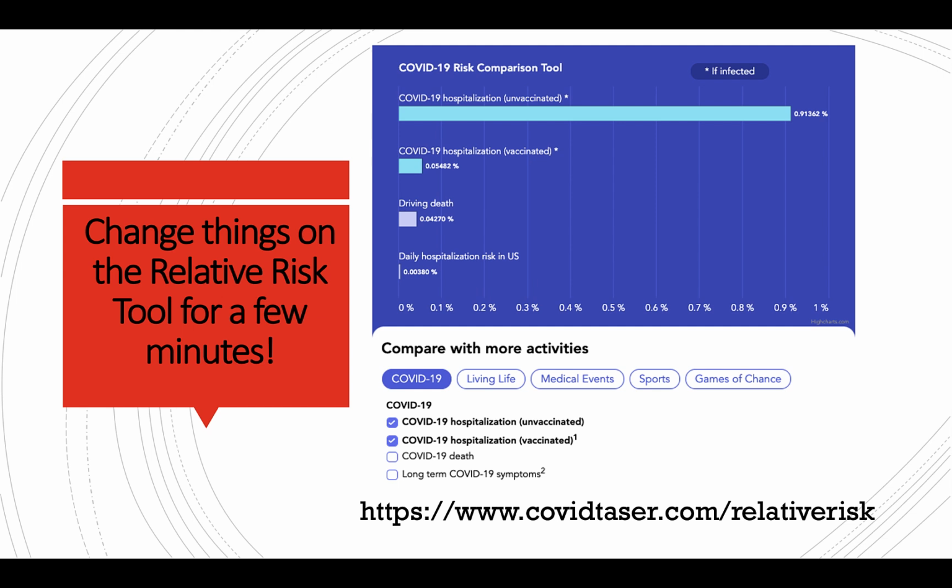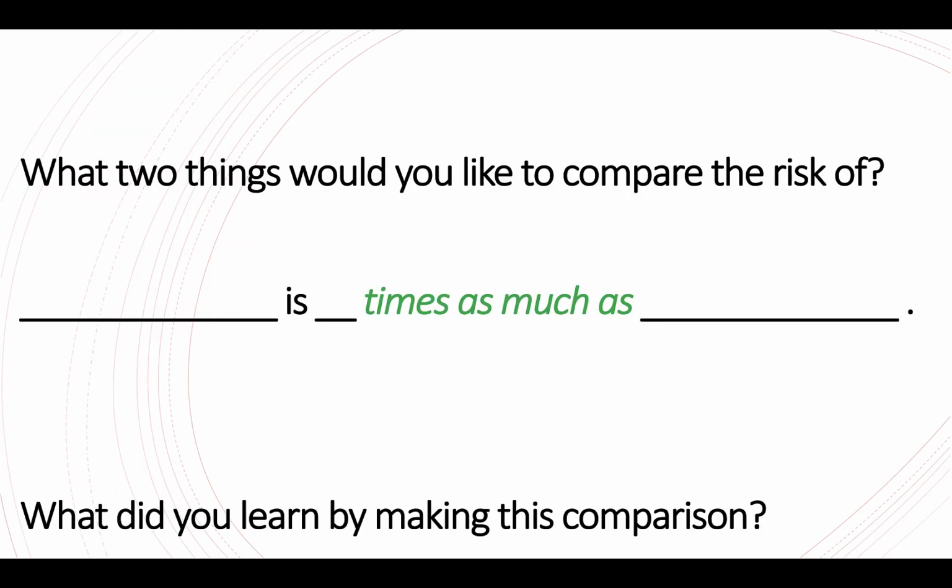And then you can give them time to explore the tool, comparing risks related to COVID, life events like getting hospitalized for any reason, medical events like getting cancer, sports events like having an injury in a college soccer game, and games of chance like rolling dice. And we also have a slide where you can ask them to pick any 2 things and compare the risks using a multiplicative comparison and what they learned by making that comparison.